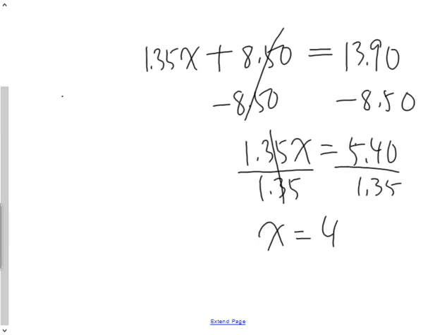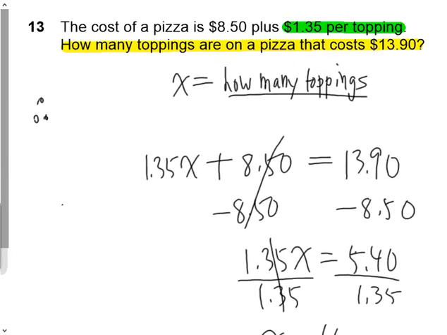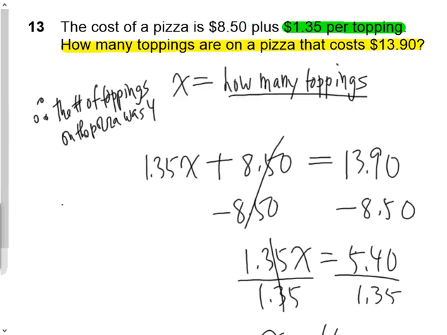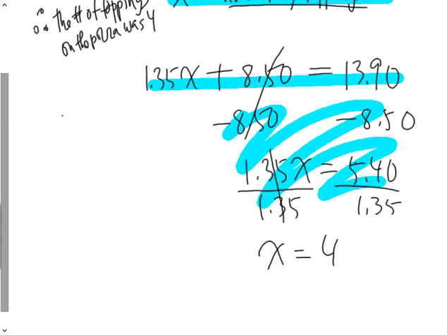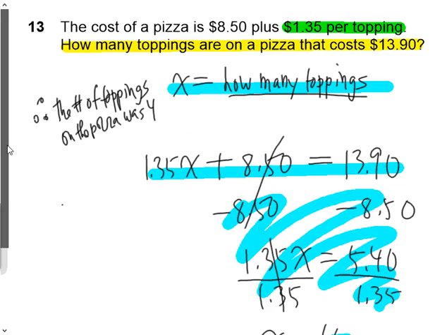Okay? So therefore, put your therefore symbol. Now you redefine it. The number of toppings on the pizza was 4. Okay? So again, just to reiterate, first thing we did, we defined our variable. Second thing we did, we created an equation. Third thing we did is we isolated the variable to figure out that x was 4. And the last thing we did is we defined our answer with a sentence. That is the procedure for all story problems.